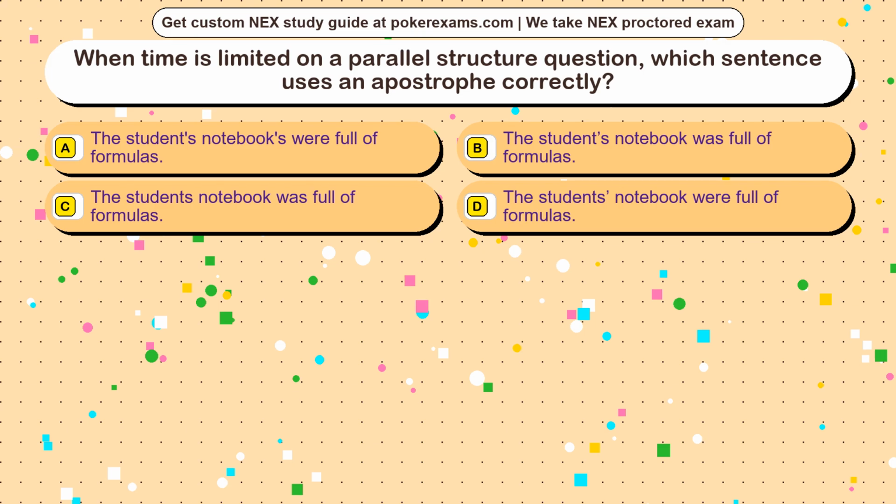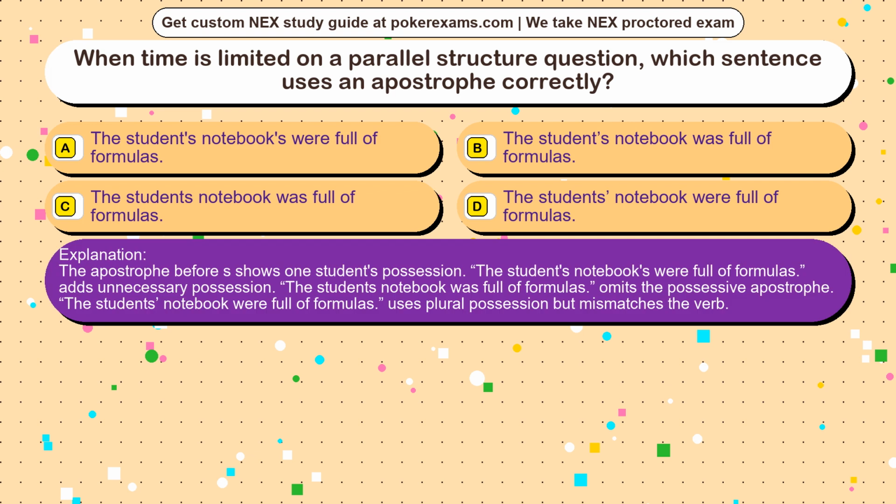The correct answer is option. The apostrophe before S shows one student's possession. The student's notebooks were full of formulas adds unnecessary possession. The student's notebook was full of formulas omits the possessive apostrophe. The student's notebook were full of formulas uses plural possession but mismatches the verb.